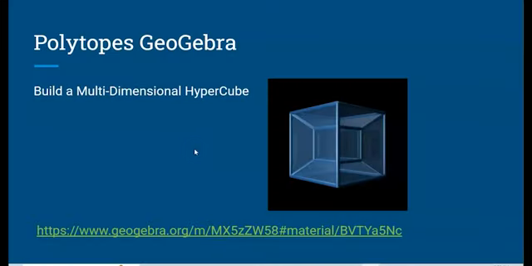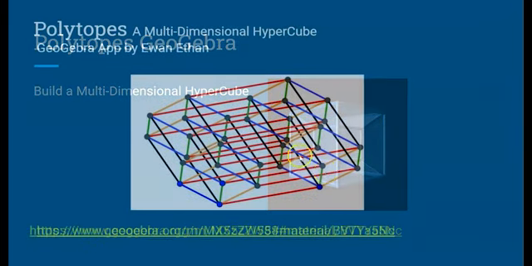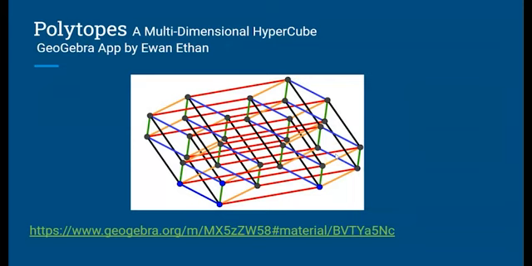So of course, to build a multi-dimensional hypercube in four dimensions, basically what you want to do is look at a lower dimension. In order to see a four-dimensional figure, the idea is to project its shadow into three dimensions. So this is essentially what you're seeing. And this is an example of a multi-dimensional hypercube that is in 5D.